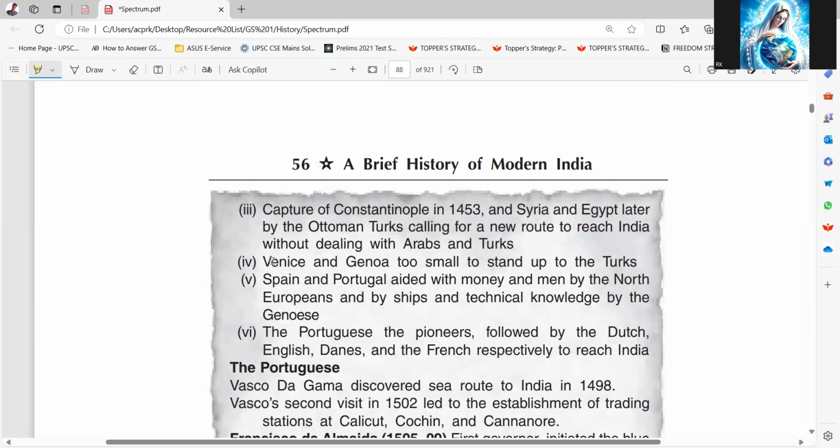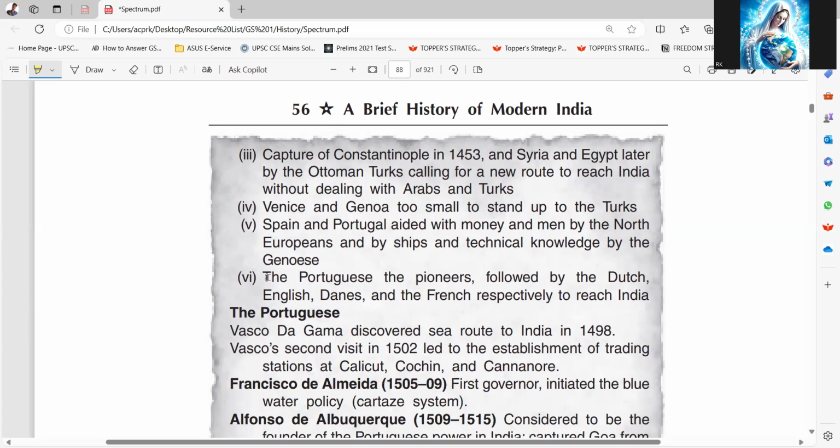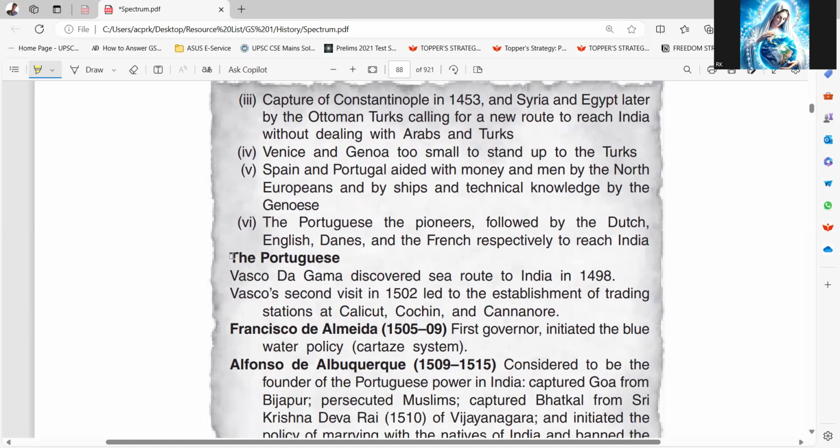Fourth one is Venice and Genoa, too small to stand up to the Turks. Fifth one is Spain and Portugal, aided with money and men by the North Europeans and by ships and technical knowledge by the Genoese. Sixth one is the Portuguese, the pioneers, followed by the Dutch, English, Danes, and French, respectively, to reach India.